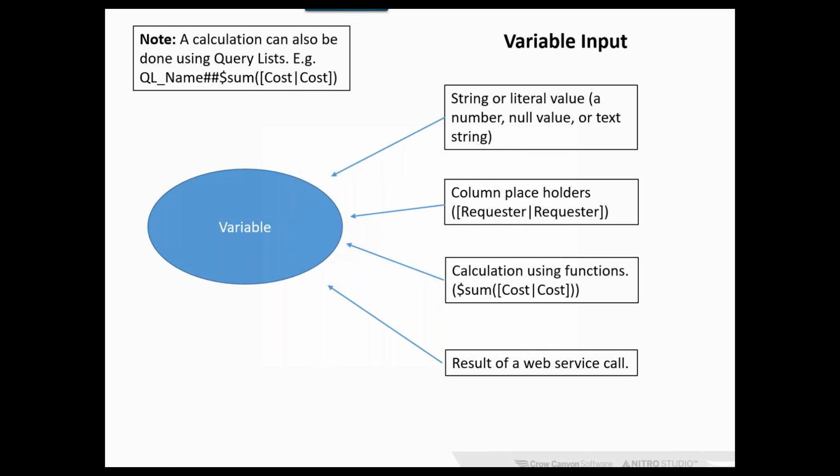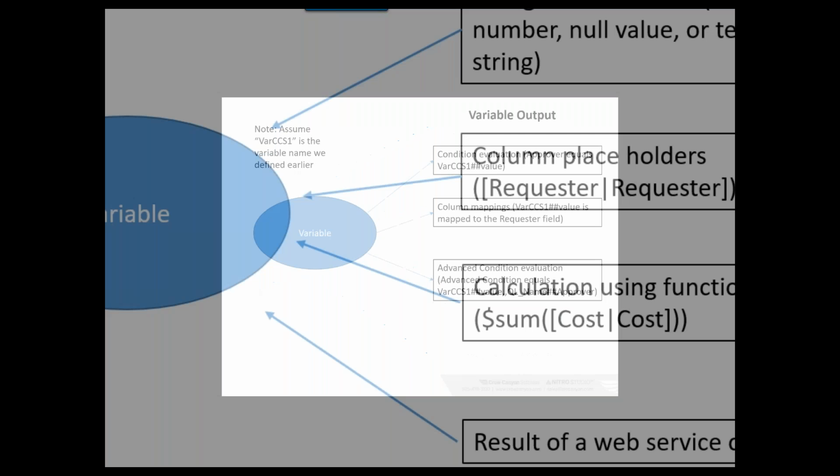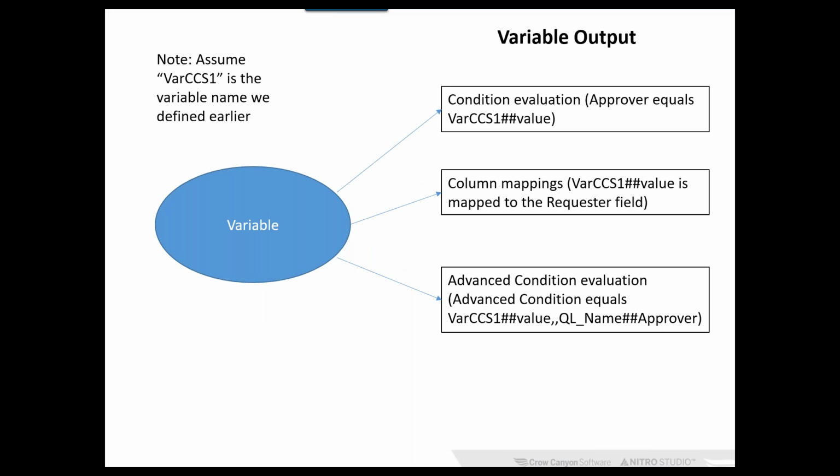there are different ways that you can use that variable once you have it. We can use it in condition evaluation. A very simple condition evaluation would be column X equals this value, and that could be what's coming from that variable. We can also map that data from the variable into a field on your form.